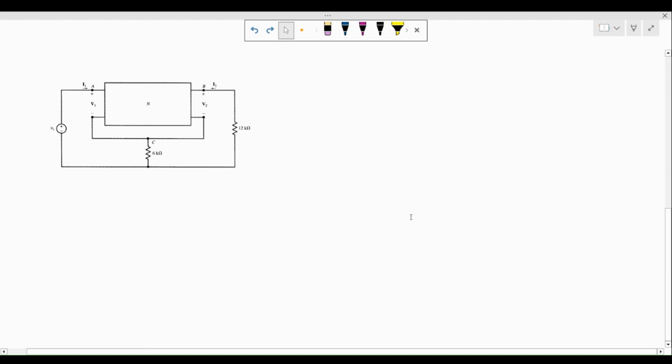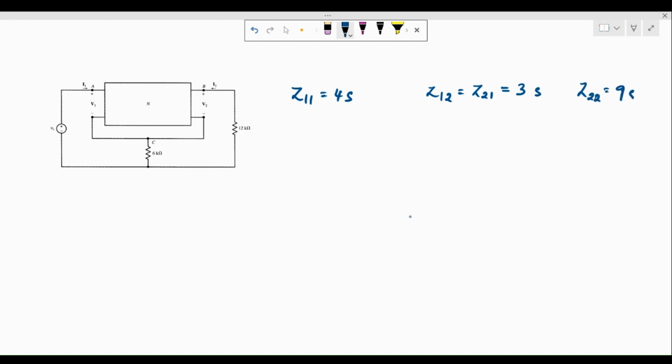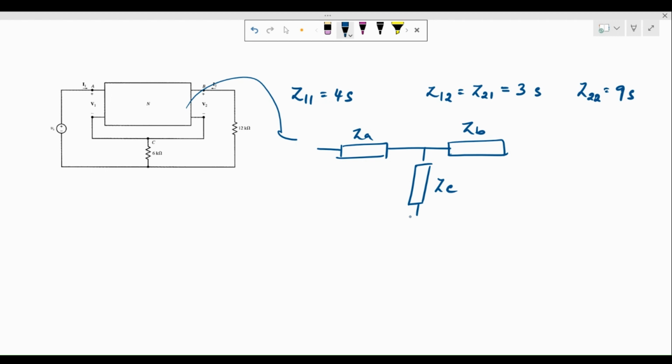In this numerical example, we've been given that Z11 is 4s, Z12 is Z21, which is 3s, and Z22 is 9s. Now we've been asked to replace this network N with its equivalent T network. In order to do that, we need to compute ZA, ZB and ZC. And this would be our network N.